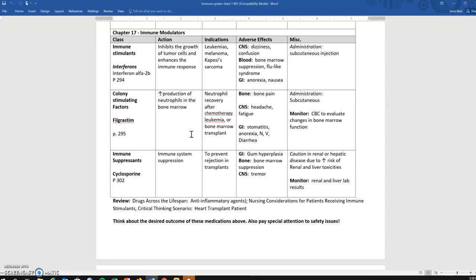Other patients may have some GI distress or headache and fatigue to go with it, but bone pain is the major adverse effect that is common. How do you know it's effective? You monitor the CBC to see if there is an increase in the number of neutrophils with the sequential CBCs.